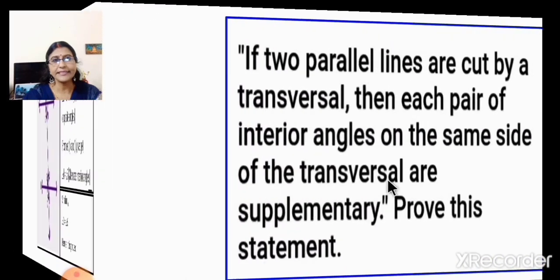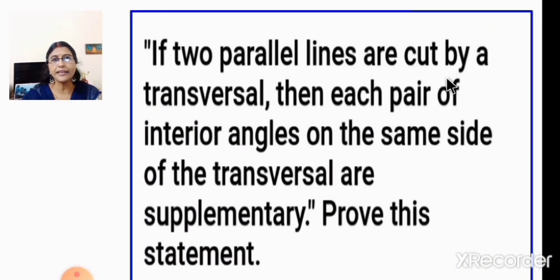Now next is, if two parallel lines are cut by a transversal, then each pair of interior angles on the same side of the transversal are supplementary. Now we know what supplementary angles are. It will be 180 degrees. So we have to prove this statement. So let us prove this statement.